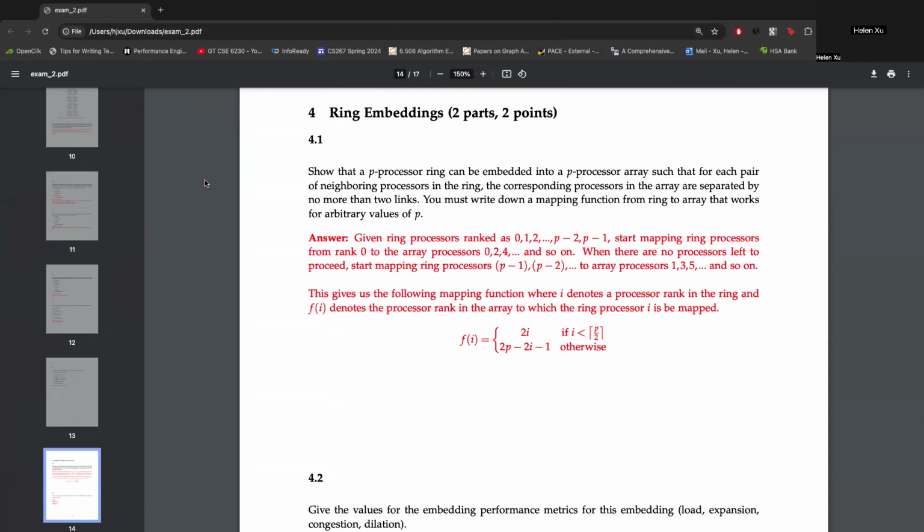Okay, this one. So suppose that a p-processor ring can be embedded into the p-processor array such that each pair of neighboring processes in the ring with corresponding processors in the array are connected by no more than 2 links. You have to write this mapping function.